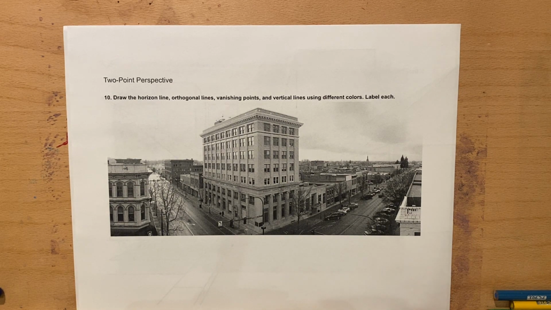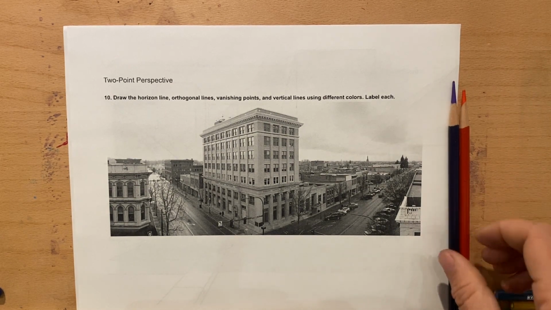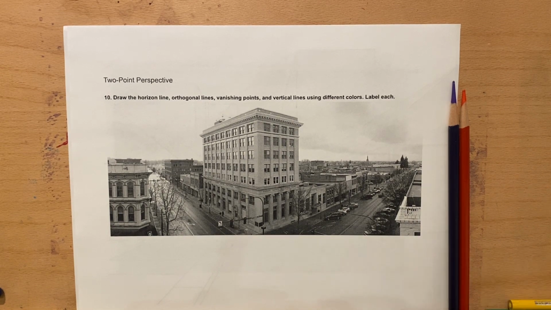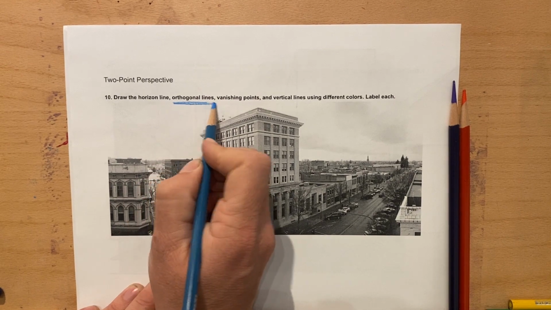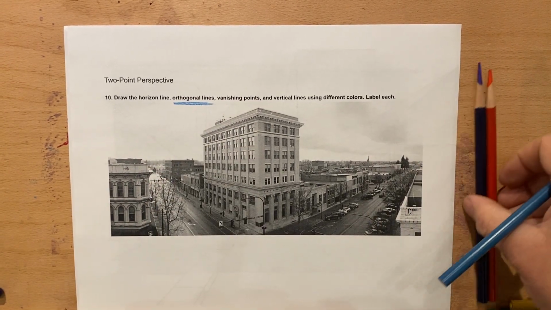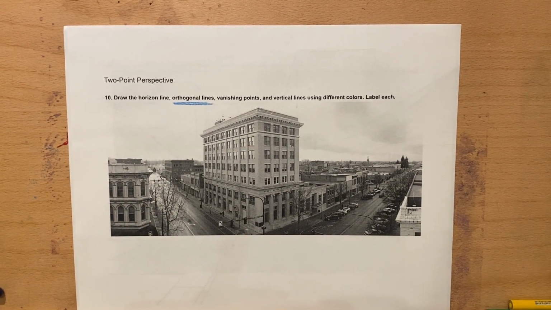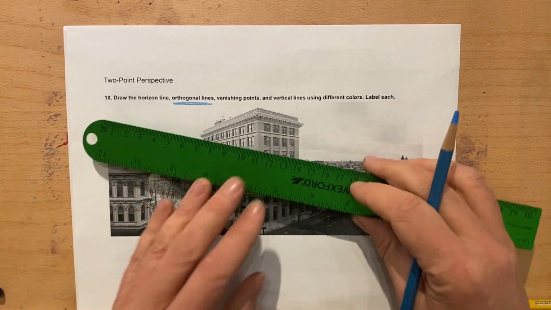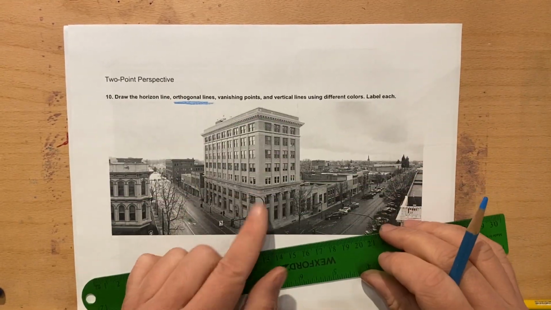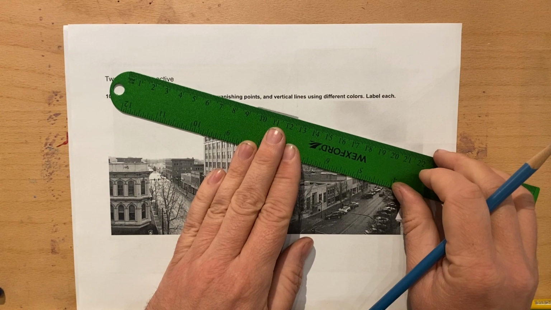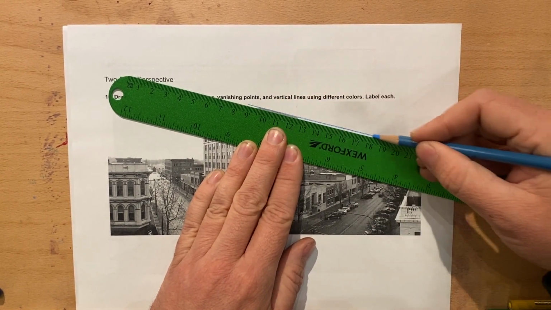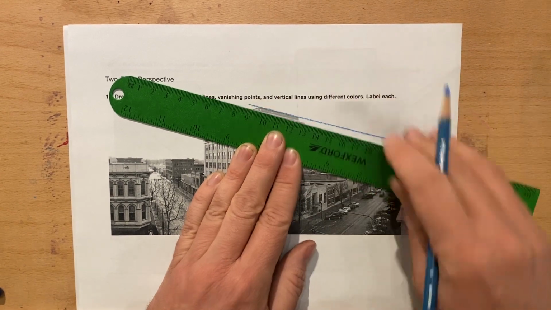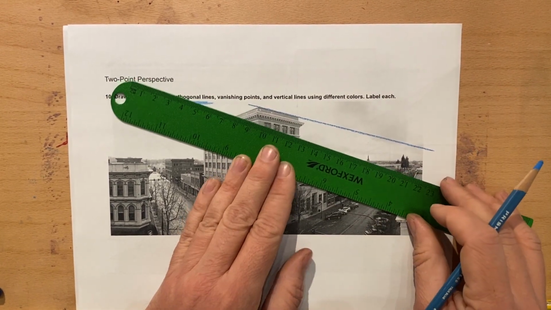All right, so let's do it the same way we were before. We'll start with the orthogonal lines. All right, so this is two-point perspective, so we're gonna have two sets of orthogonal lines and two vanishing points. So we're gonna use this building to figure out our orthogonals. The first one's gonna go just right along this line here. I feel like I shifted my ruler a little bit. That should work.